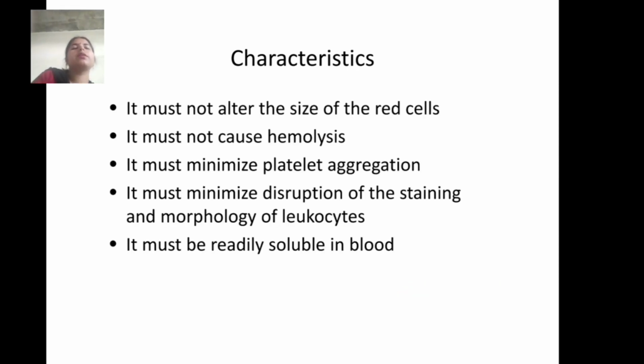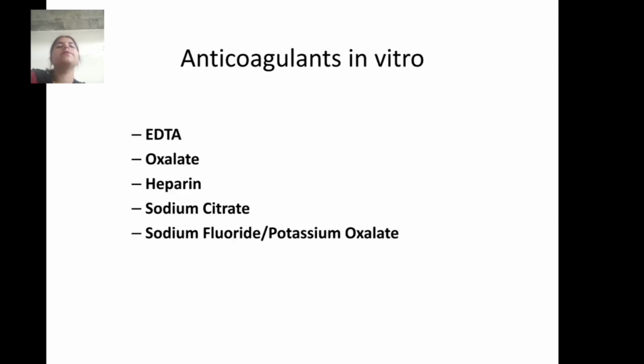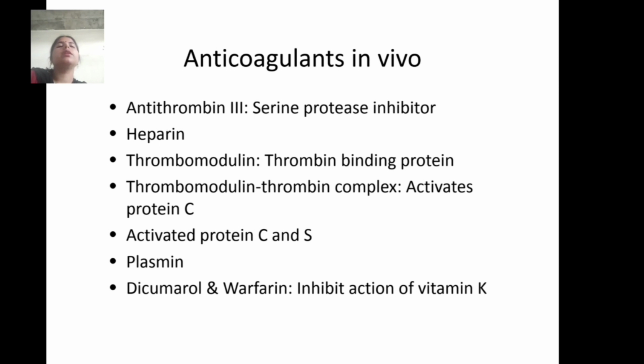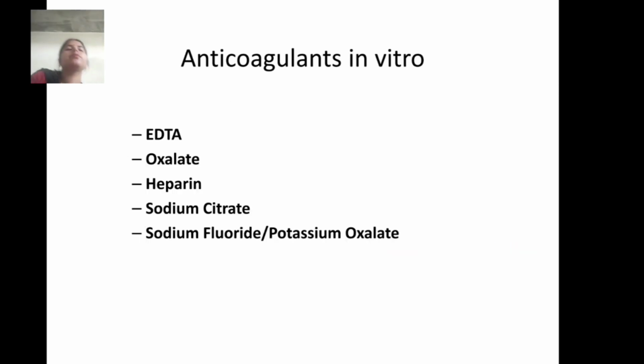Next are the characteristics. It must not alter the size of the red cells. It must not cause hemolysis. It must minimize platelet aggregation and it must minimize disruption of the staining and morphology of leukocytes. It must be readily soluble in blood. These are all the characteristics of the anticoagulants used in vitro and in vivo.